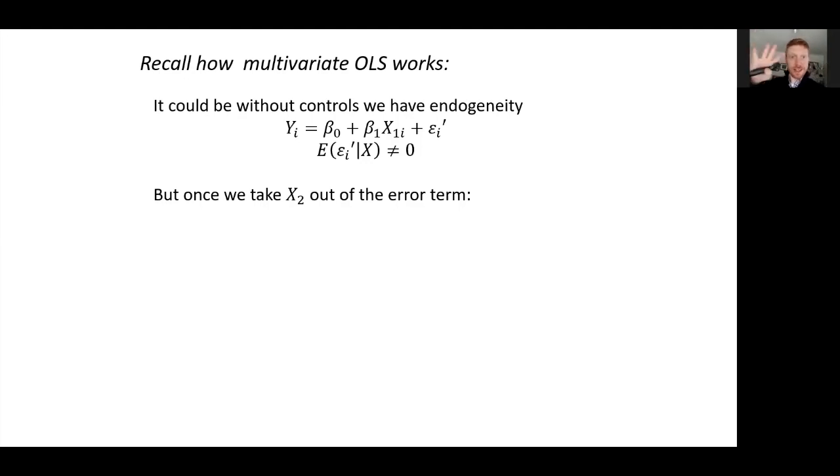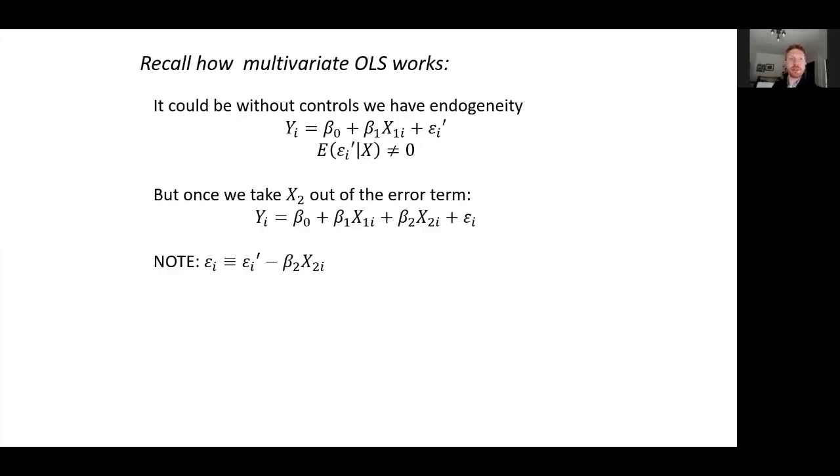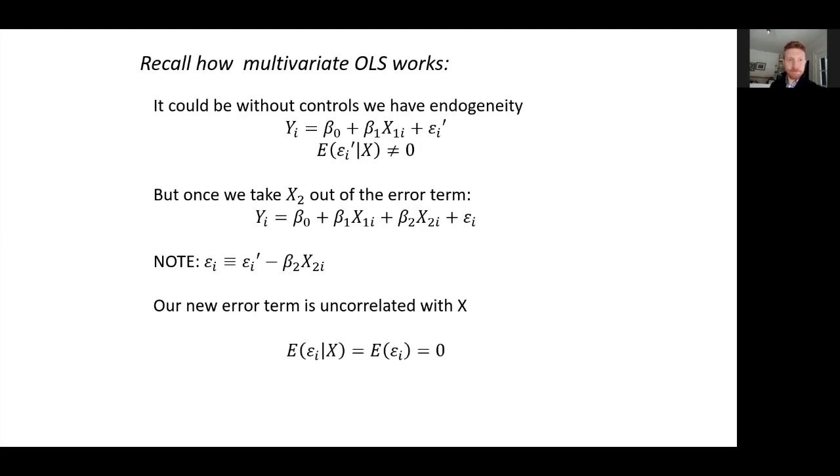However, once we take speed out of the error term, we're getting a new error term, once we are controlling for speed. And our hope is that this new error term is going to be uncorrelated with x. This is how multivariate ordinary least squares works. So our hope then is that we will have an uncorrelated error term and we will have an exogenous process there.